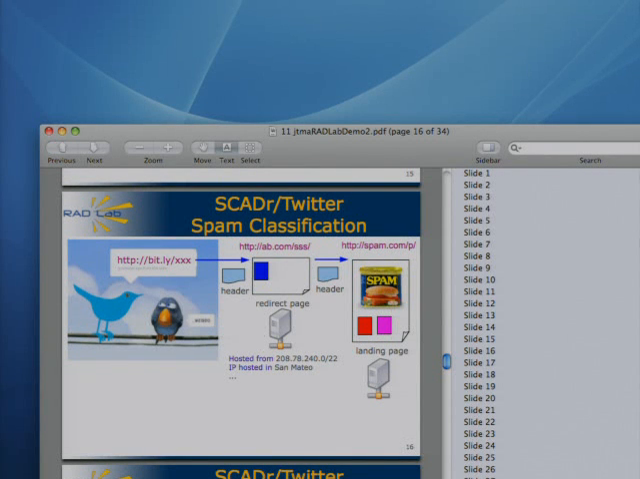So, imagine you've got a tweet or a SCADr message, and it's got a link in it. How do you make the determination whether to visit it or not? Now, when you visit a site like this, you'll be taken through redirects, one or many, which finally get you to the end page.